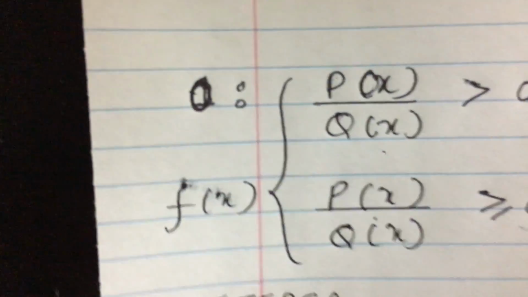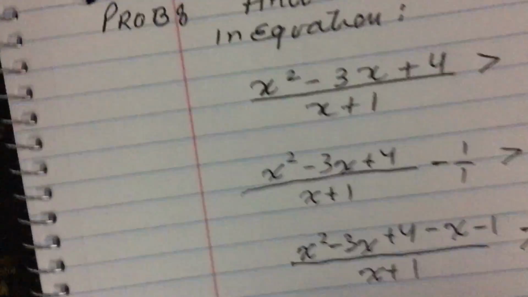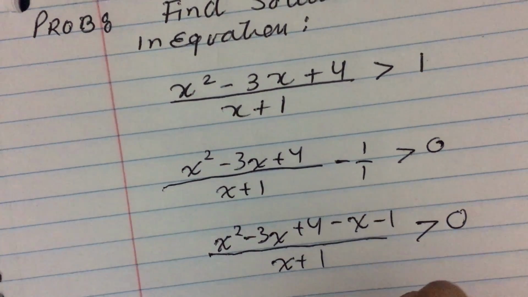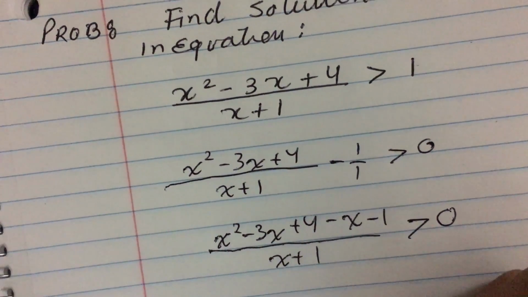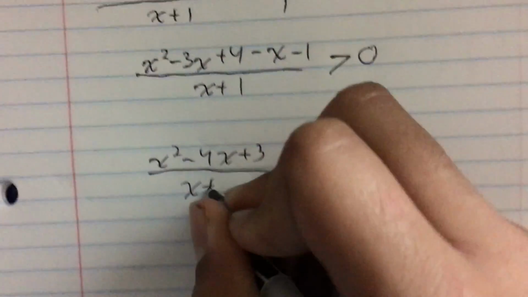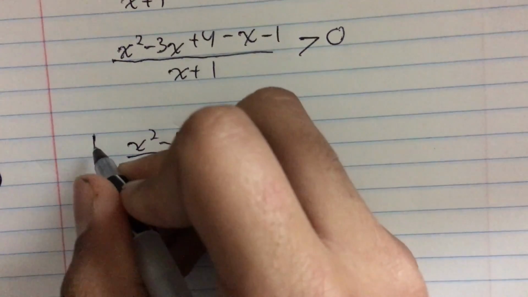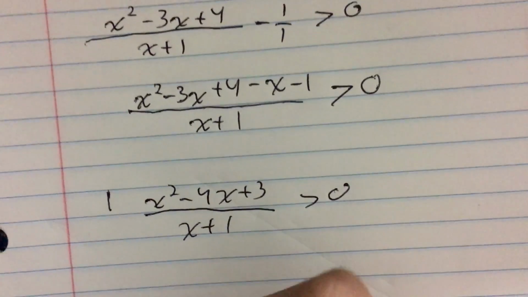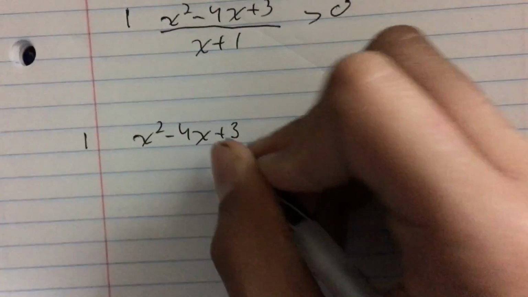So now we're just going to simplify this top part up here, as it says: factorize into linear factors and obtain p(x) and q(x). So first I'm just going to simplify this to x squared minus 4x plus 3 divided by x plus 1 is greater than 0. One thing I'm going to do, this numerator is going to be part 1, and I'm just going to do that off to the side. I'm going to simplify it into linear factors. So it's x squared minus 4x plus 3.